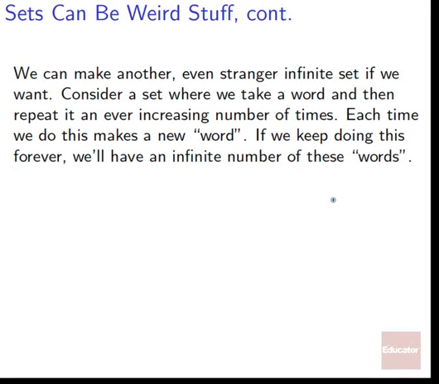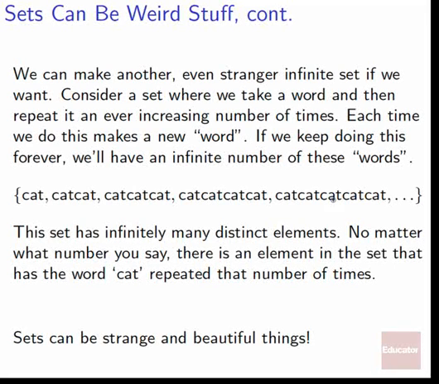We can make even weirder, stranger infinite sets if we want. Consider the set where we take a word and repeat it an ever-increasing number of times. So word, and then word word, and then word word word, and so on. Each time we do this, we make a new word, not really a word in English, but a word in our sense of making up a new thing. If we keep doing this forever, we're going to have an infinite number of words. For example, what if we took the word cat? Then we would have cat, cat cat, cat cat cat, and so on, cat repeated five times, and we can keep going and going, right?